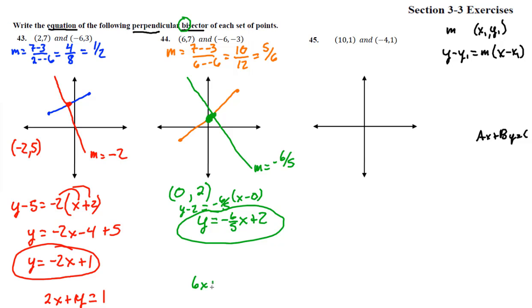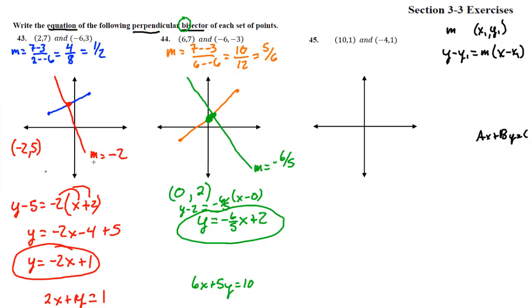Standard form would look like 6x plus 5y equals, and then stick in (0, 2), and it must be 10. So that's using the standard form slope shortcut there. Good. All right, the last one.